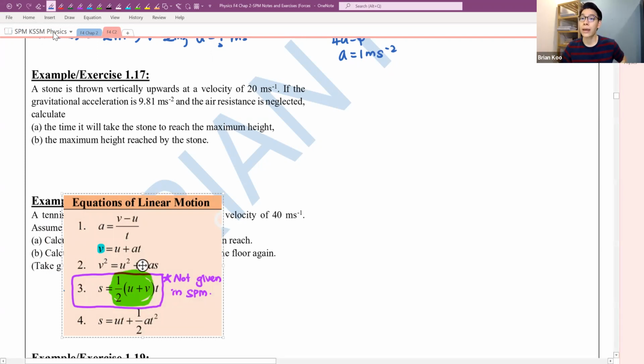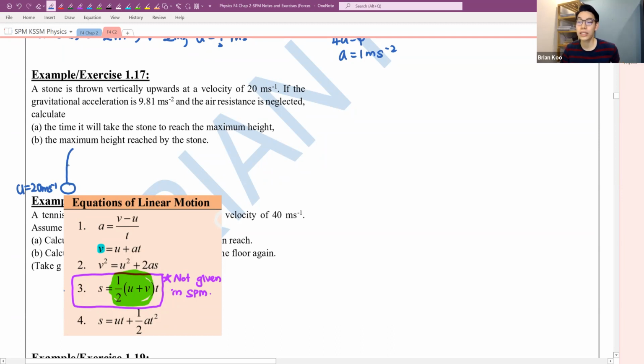good practice, right? A stone is thrown vertically upwards at a velocity of 20 meters per second. Okay, I have a stone. I need everyone's attention now for this question, because surely we'll have people get confused on this one. At first, it is 20 meters per second. I throw it up like that. The gravitational acceleration is 9.81.